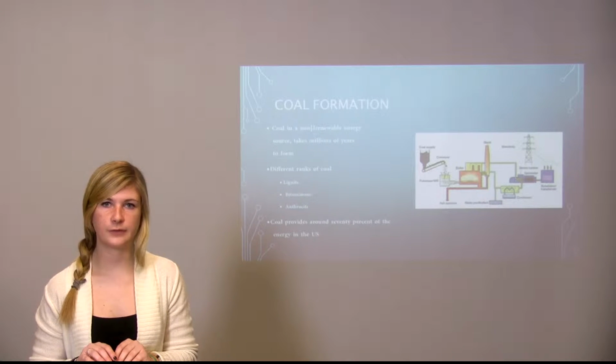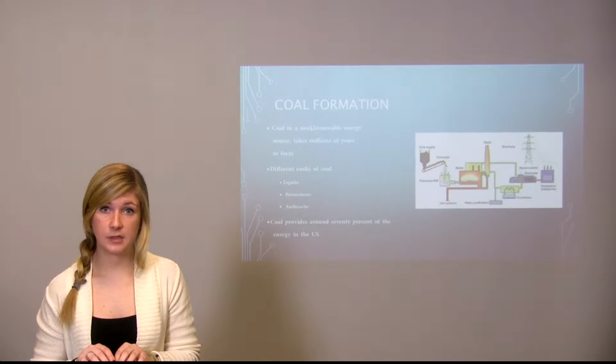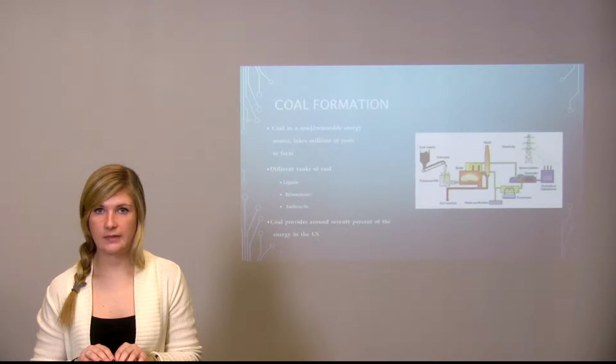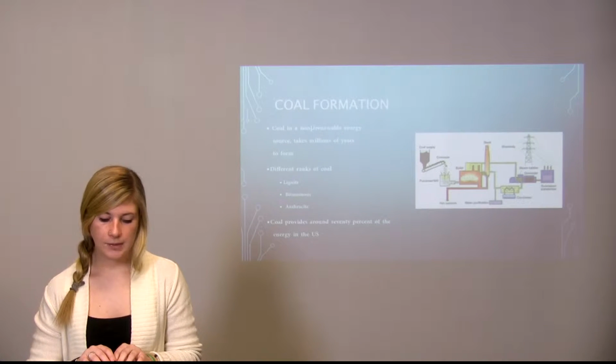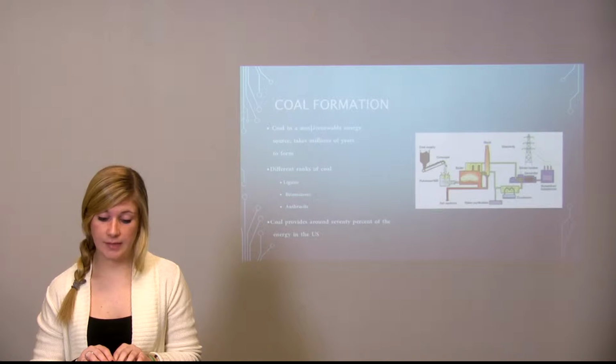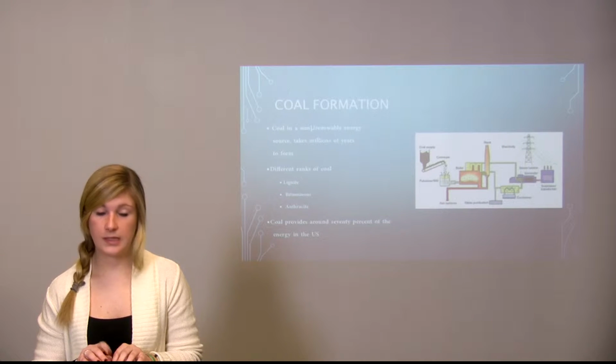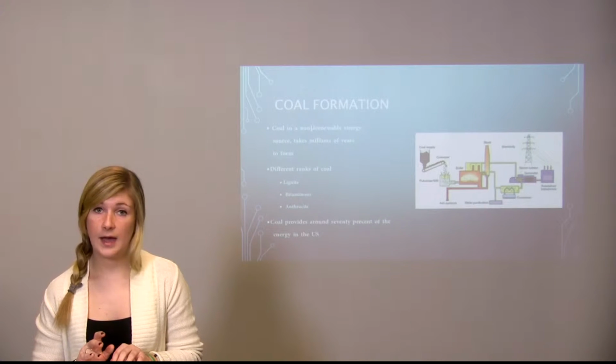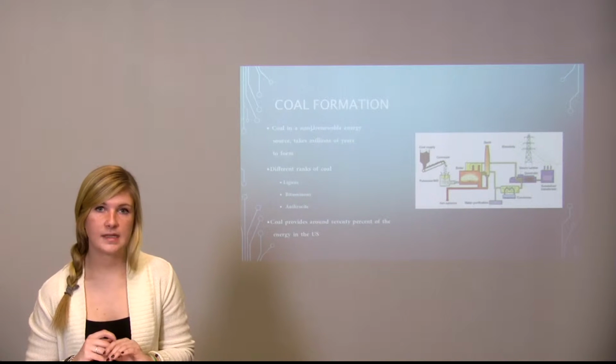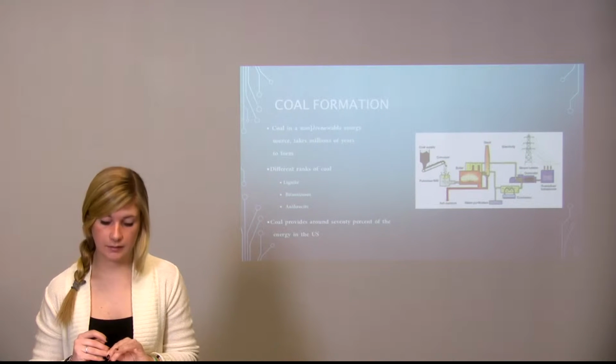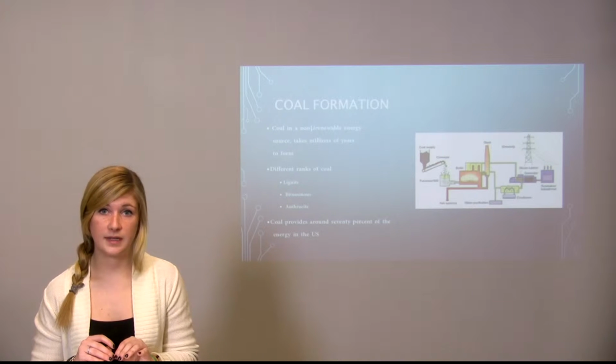There are three different ranks of coal. The first one is lignite, which is the lowest rank and has the lowest heating value and carbon content. Bituminous is intermediate, has many layers to it, is the most abundant coal that is found, and has a high sulfur content. Anthracite is the highest rank and has a very deep black color. It burns longer with more heat and less dust.